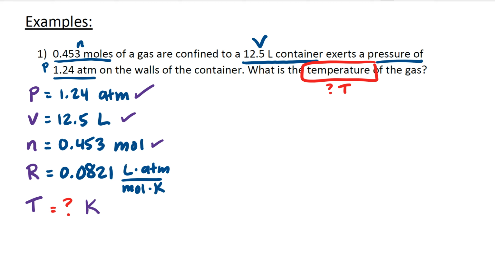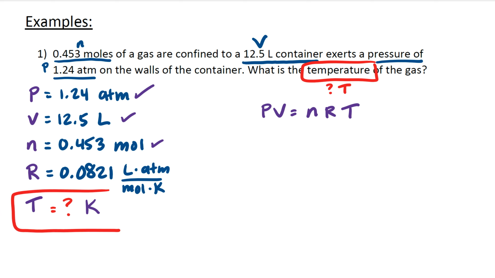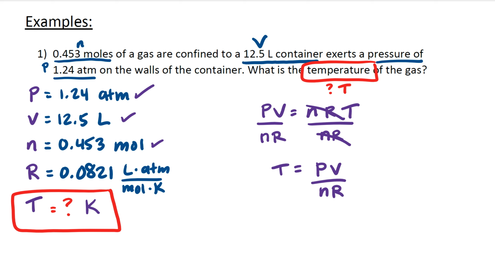Okay, so the next step is I would like to write down the ideal gas equation. And I am solving for T, temperature. So we're first going to rearrange this equation and solve for T. So I'm going to divide both sides by NR. So NR cancels. So T is equal to PV divided by NR. Now it's a plug and chug. I plug in my numbers into this equation and I solve for temperature.